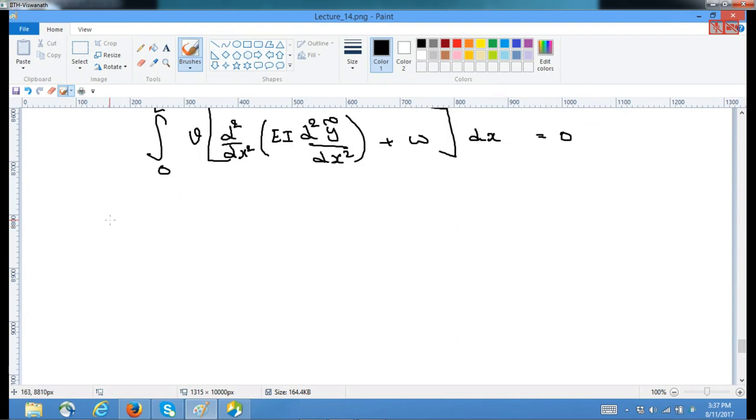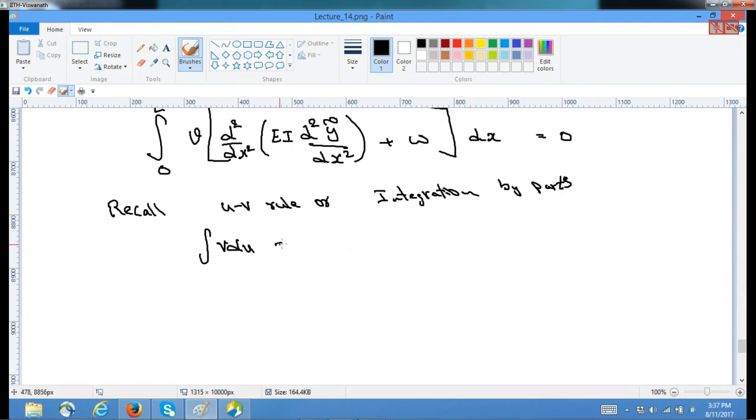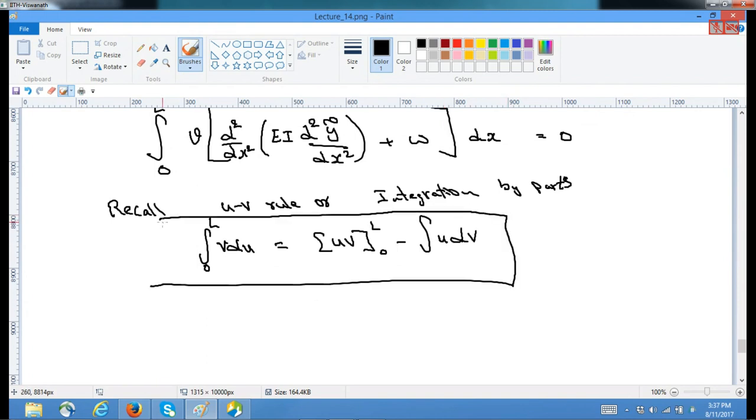Let me call the UV rule, or integration by parts. The integration by parts says that the integral of v du is equal to uv evaluated from 0 to L, minus the integral of u dv.